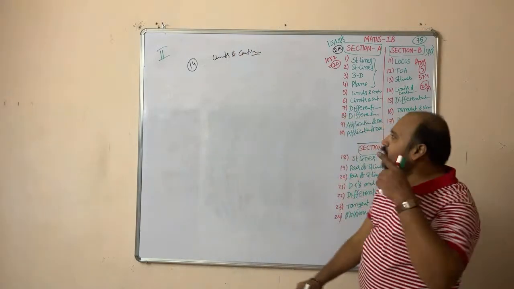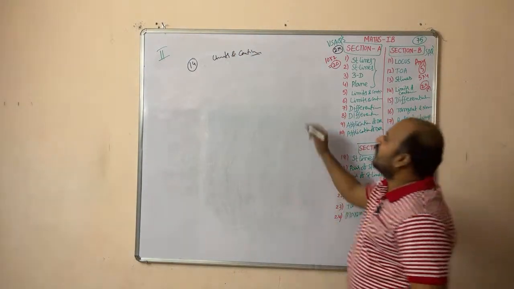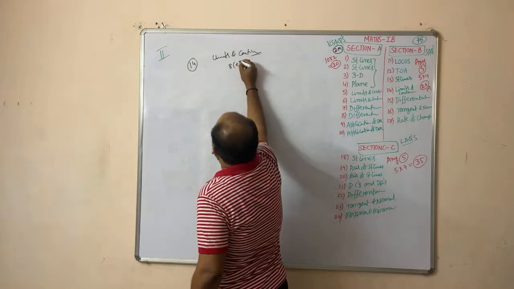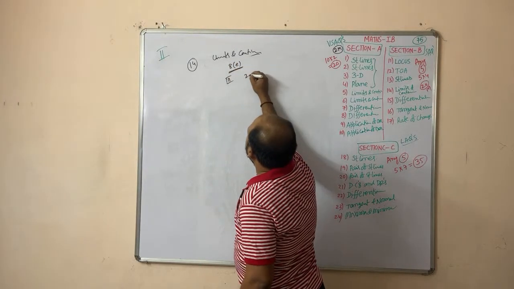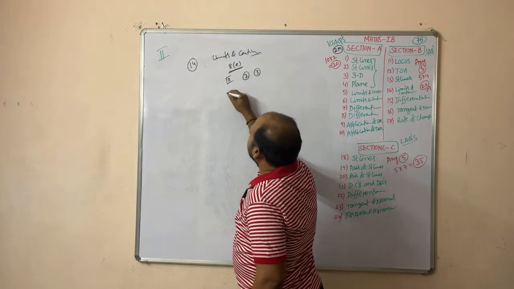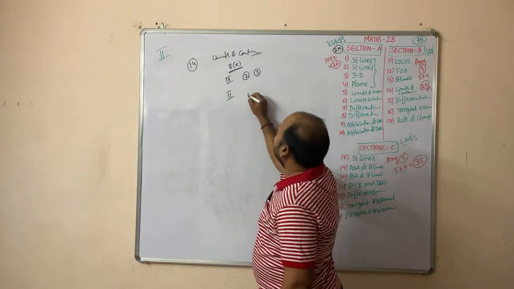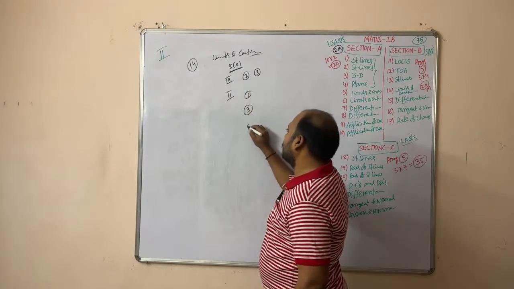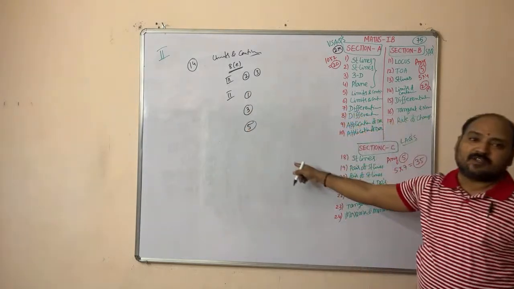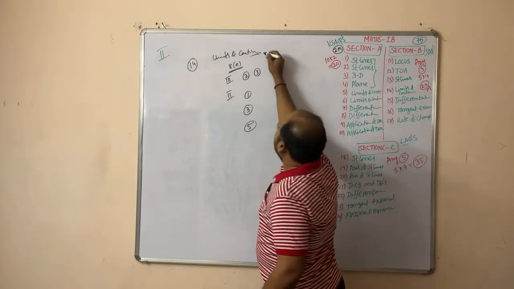In limits and continuity, dear students, from the 8E exercise I am expecting the third bit: question numbers 2 and 3, and also question numbers 1, 3 and 5. These possibilities are there for the continuity concept.